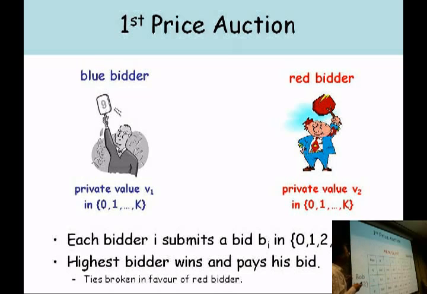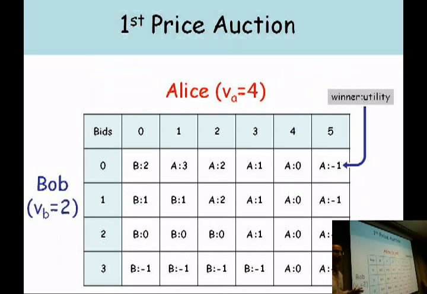So I want to think about this as a game. What does it mean, thinking about this as a game? Once again, this relates to what you said. To think about this as a game, I need to fix the types, right? Let's say that the value of the blue player, Bob, is 2. The private value for the item of the red player is 4.